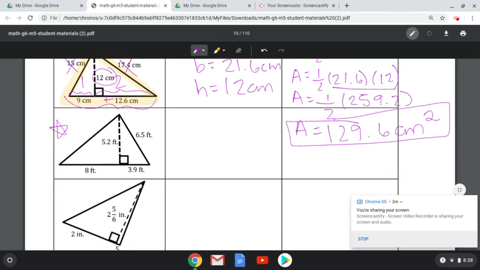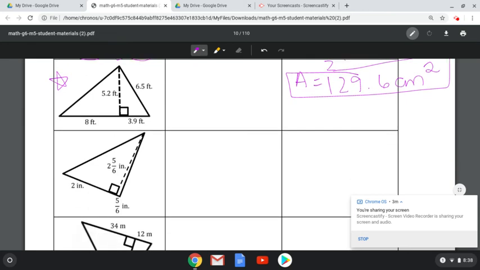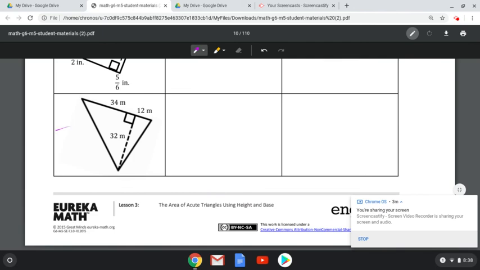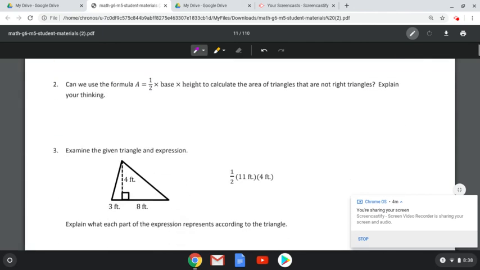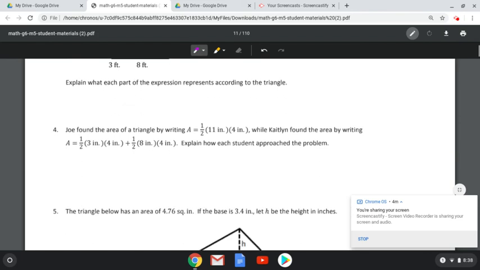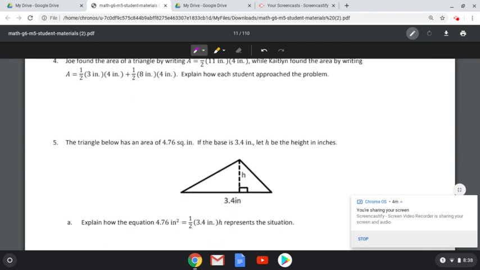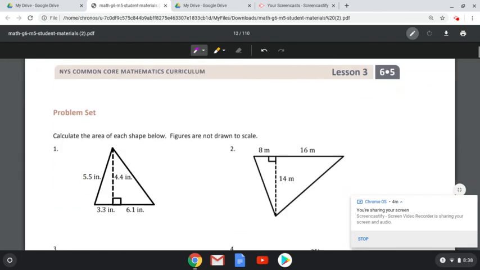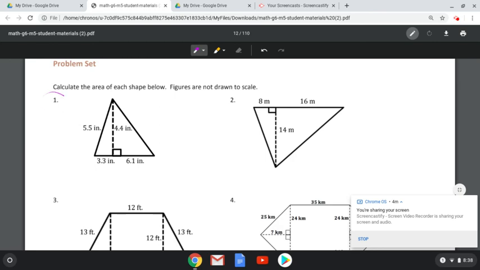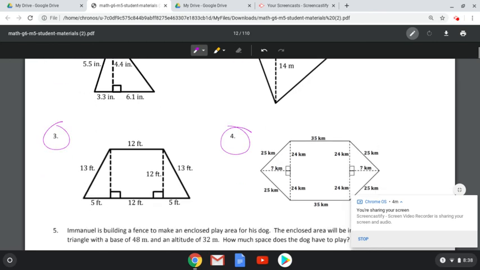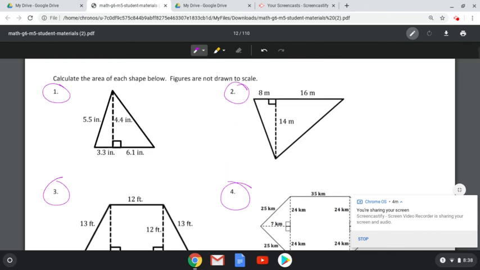This one, you can definitely practice with some fractions. And this one right here. Okay? And I'm going to go ahead and probably do one more problem with you. I'll probably do number 5 with you in the next video. But to continue practicing the problem set problems, number 1, number 2, number 3, number 4 are good practice. 1 and 2 are just like the ones we just did.